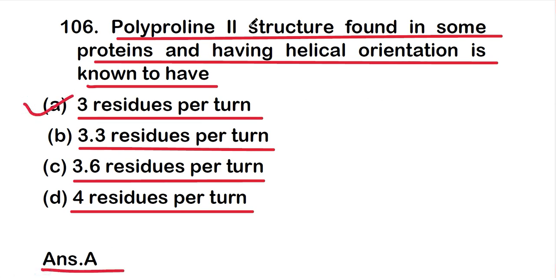So polyproline 2 structure found in some proteins and having helical orientation is known to have 3 residues per turn.